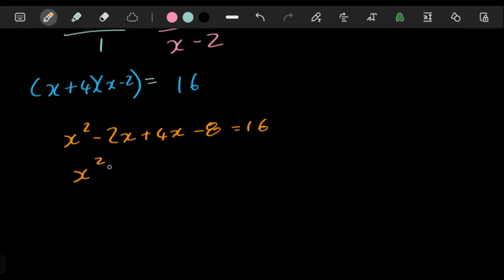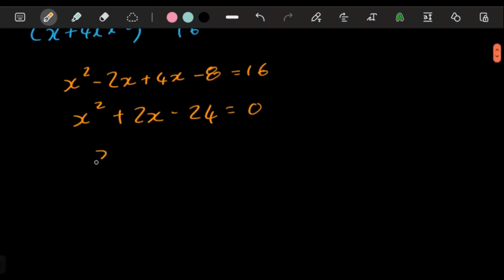-2 plus 4 is going to give you a +2. -8 plus 16 is, no, -8 minus 16 when you move it over. And then this is going to be -24. Is that? Yeah. So here, you definitely may want to put this in your quadratic formula.